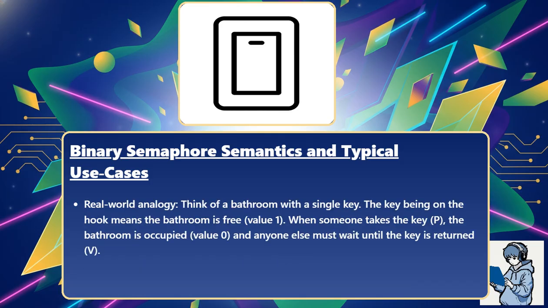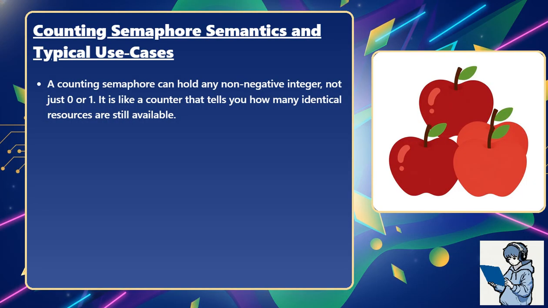Real-world analogy: think of a bathroom with a single key. The key being on the hook means the bathroom is free, value 1. When someone takes the key (P), the bathroom is occupied, value 0, and anyone else must wait until the key is returned (V). A counting semaphore can hold any non-negative integer, not just 0 or 1. It is like a counter that tells you how many identical resources are still available.